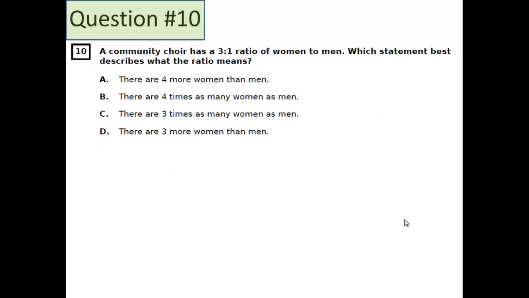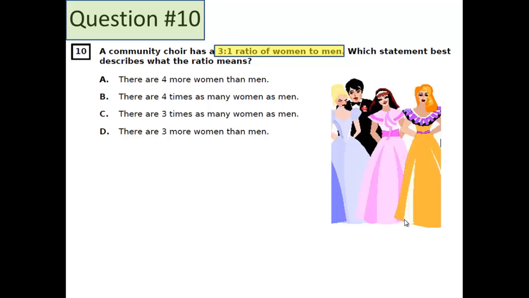A community choir has a 3-to-1 ratio of women to men. Which statement best describes what the ratio means? We need all these answer choices, so we're not going to block anything, and we're going to highlight the key information, which is obviously that. Now, when I saw that information, I actually had a picture in my head that kind of looked like this.